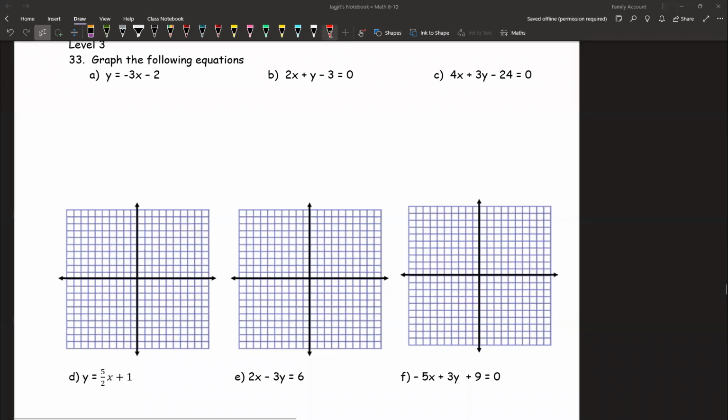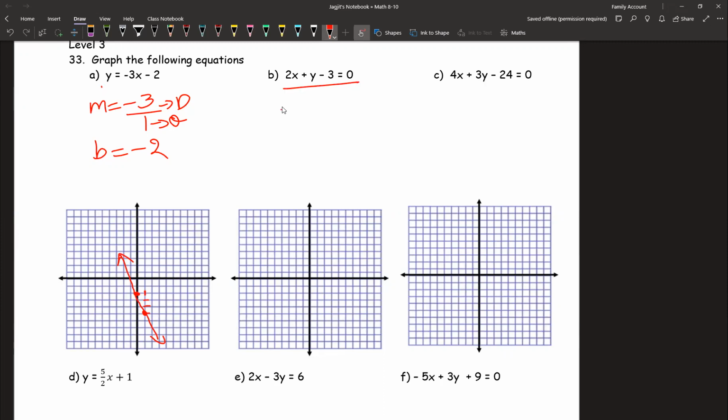Now they're asking us to graph the following equations. So this is easy. The slope is minus 3, which you can think of it as minus 3 over 1. And the y-intercept is minus 2. So we make the y-intercept at minus 2, which will be here. And then we need to go 1 over and 3 down. So we go 1 over and 3 down. 1, 2, 3. That's my second point. Take a ruler and draw a line that goes through those 2 points. So this is what the graph will look like.